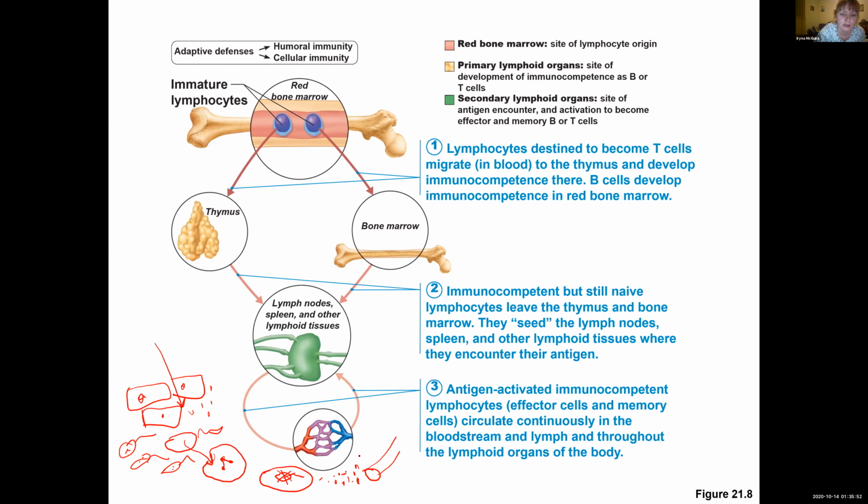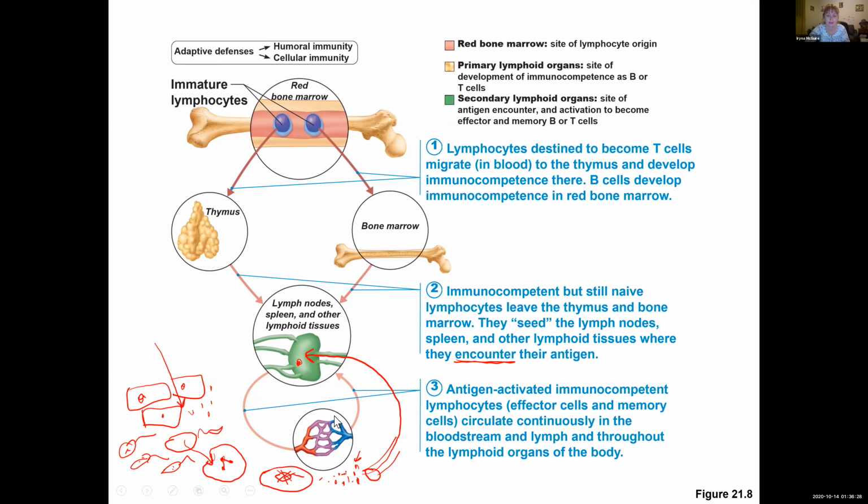Now this fluid and this antigen is picked up by lymphatic vessels, and you know lymphatic vessels move to the lymph node. And what is inside these lymph nodes? This is our naive B and T cells already over there. And this is where they encounter their antigen. Right? That makes sense? So now antigen-activated immunocompetent lymphocytes circulate. Now, when they are activated by antigen, they circulate in the bloodstream and lymph and through the lymphoid organs of the body.